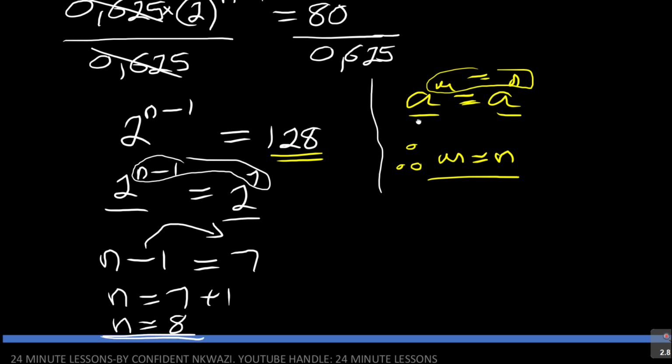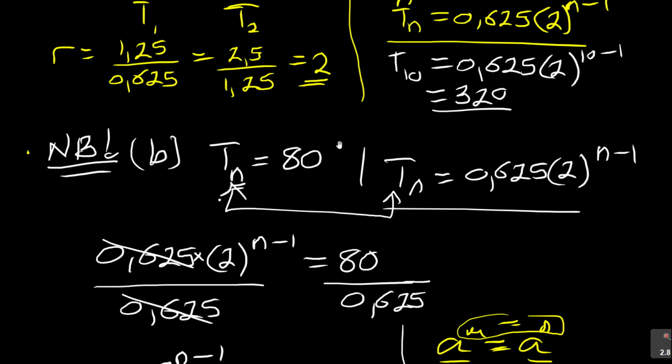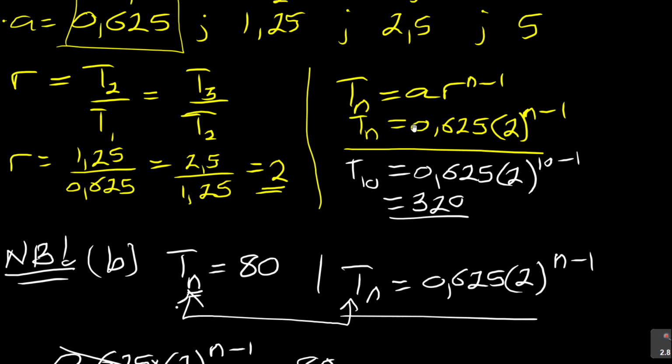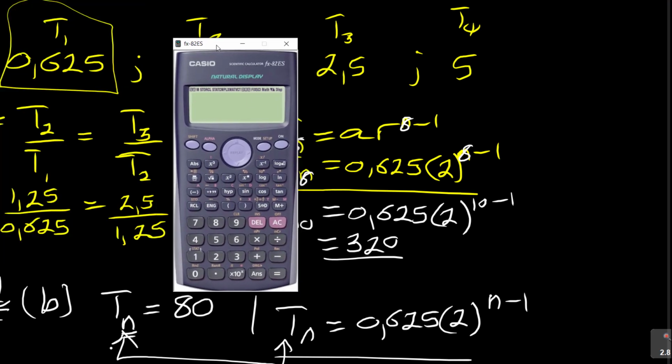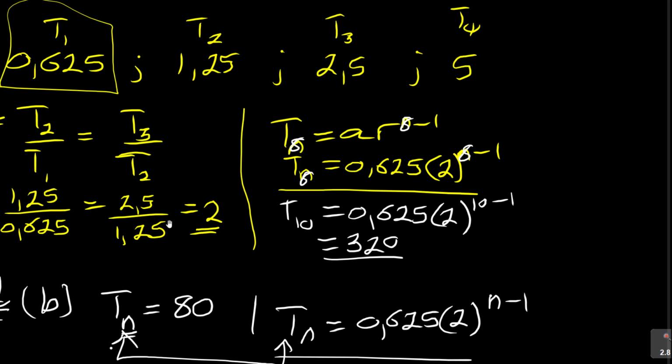So here we are saying if n is 8, then Tn will be 80. You can test it here by putting 8. You put 8 and see what you're going to get. It must give you 80. You can just quickly test that with the calculator: if I say 0,625 bracket 2 to the power of 8 minus 1, it must give me 80. You see that? So that's how you solve these questions, guys.